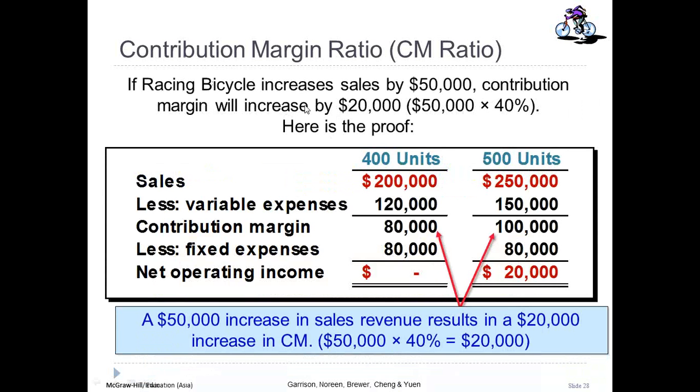So here, if we increase sales by $50,000, contribution margin will increase by $20,000 because its contribution margin ratio is 40%. 40% times the sales gives you the result, $20,000. Okay? So 400 units to 500 units: sales revenues increase, variable expenses increase, fixed expenses stay the same. So that incremental 100 units sold delivered $20,000 more in net operating income.